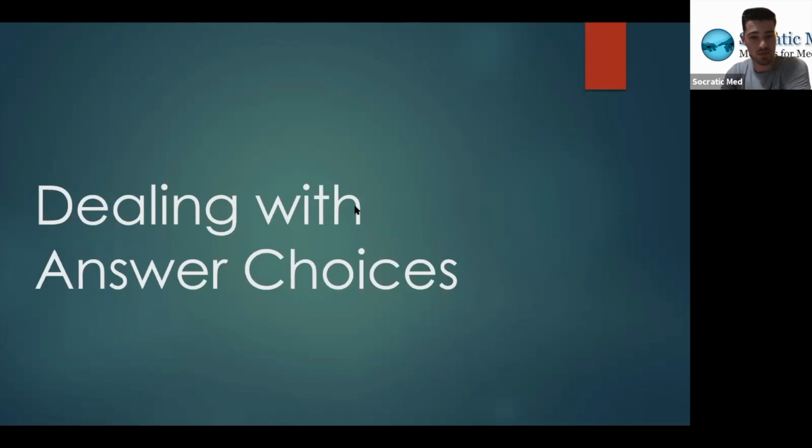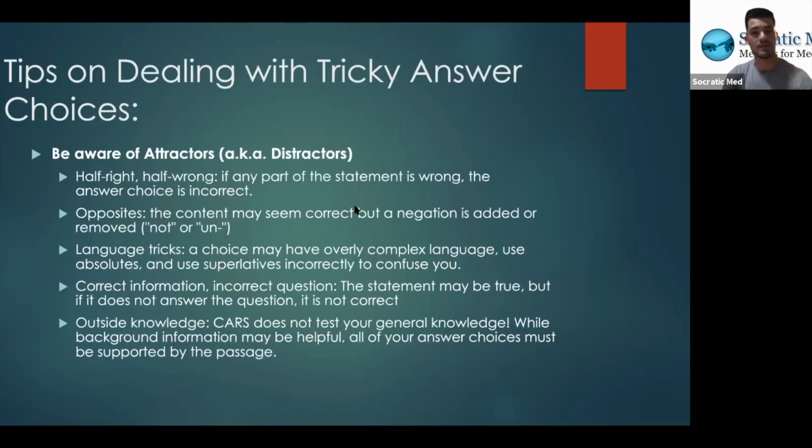So, dealing with answer choices. Tips on dealing with tricky answer choices: beware of attractors, aka distractors. I'm sure you've heard of both names. You have to keep in mind that the people that write the MCAT are masters. They're masters at writing questions and they're masters at writing tricky answers. And they're going to put those tricky answers in there to distract you.